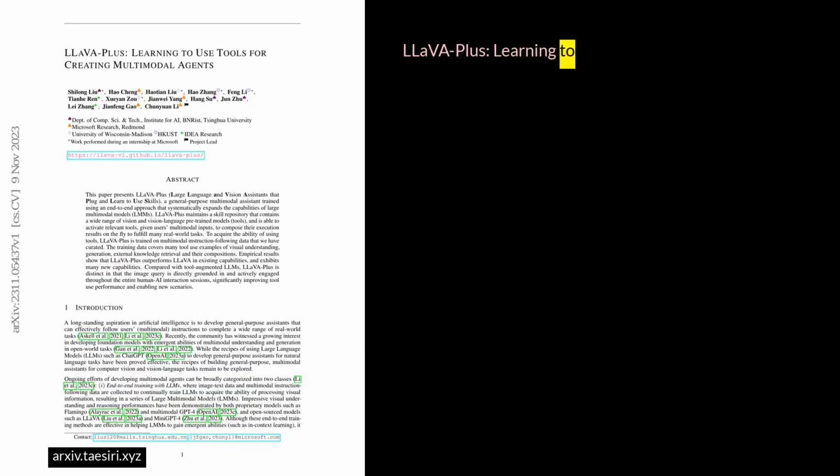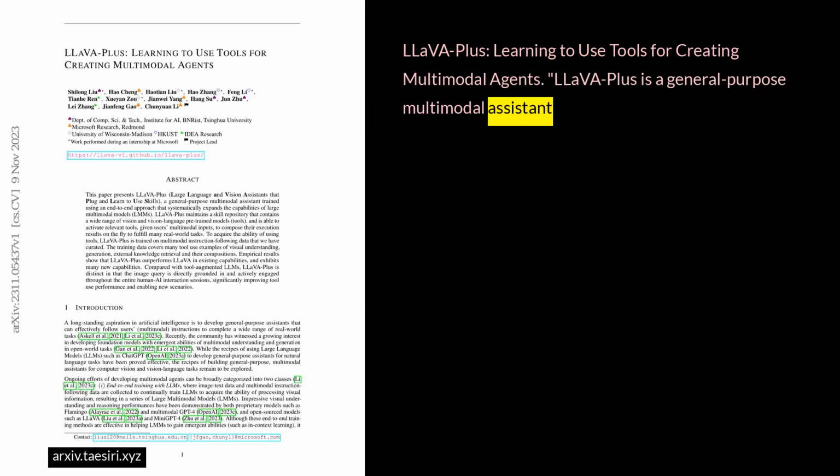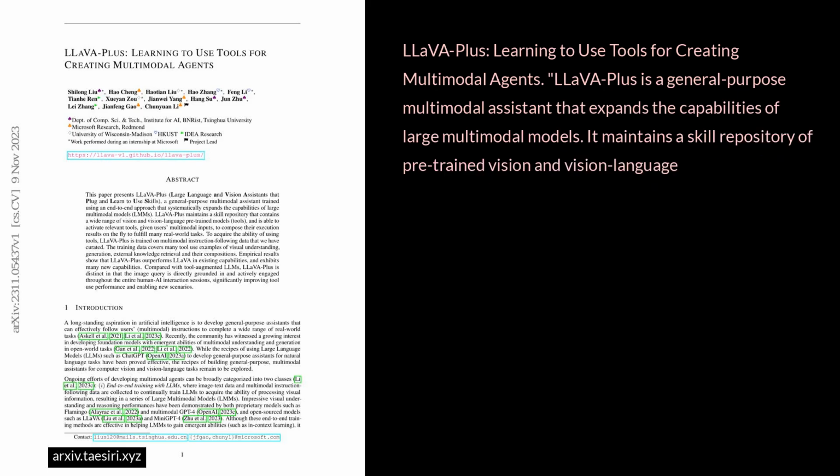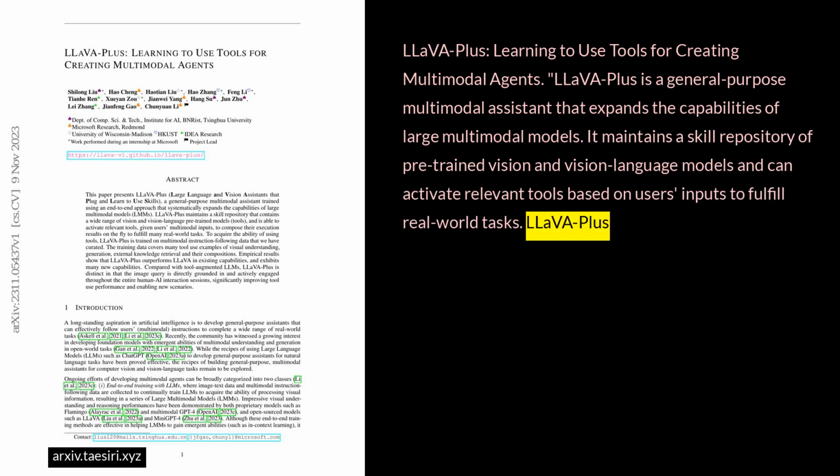LLaVA-Plus, learning to use tools for creating multimodal agents. LLaVA-Plus is a general-purpose multimodal assistant that expands the capabilities of large multimodal models. It maintains a skill repository of pre-trained vision and vision language models and can activate relevant tools based on users' inputs to fulfill real-world tasks.